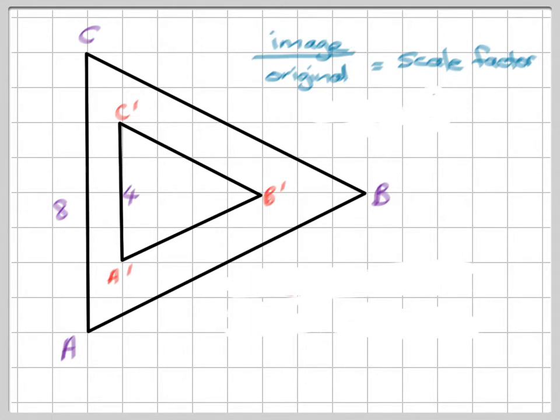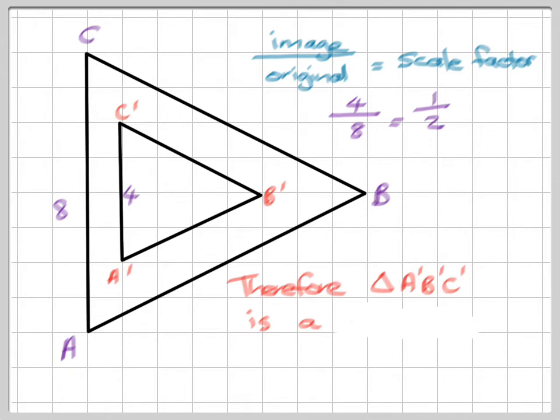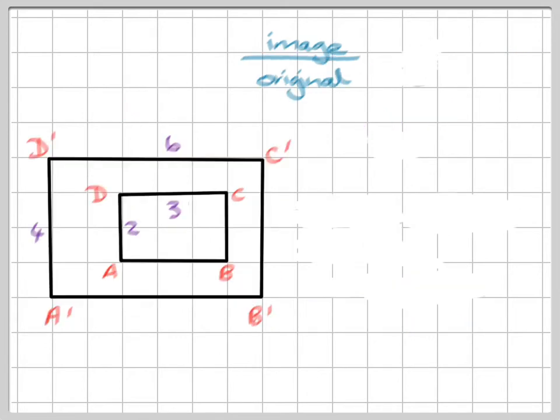So let's put them over each other, side for side. We're going to take this side over that side, 4 over 8. We did the image over the original, and we see that comes to a half. Now that's less than 1. So actually our image is a reduction, and we can see it because here it is, it's small. So the image of triangle ABC is a reduction. Okay, easy as that.